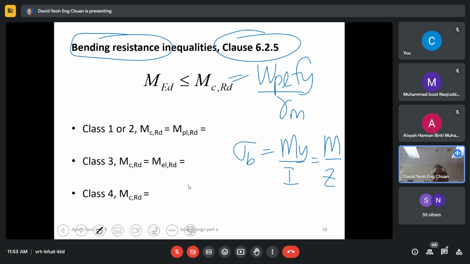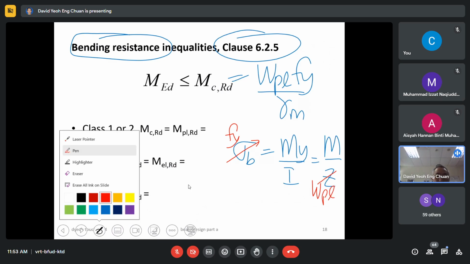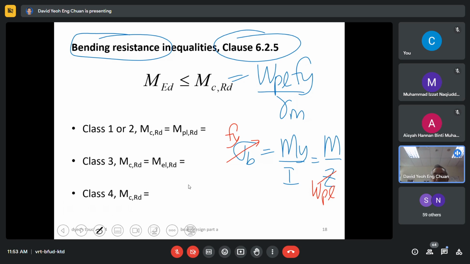So if we rearrange this one, we use the notation Fy, and this one we use the notation W_pl. We rearrange this and can rewrite it to become M equals W_pl times Fy, the same one on the top, and divide by gamma M. So that's how it is.